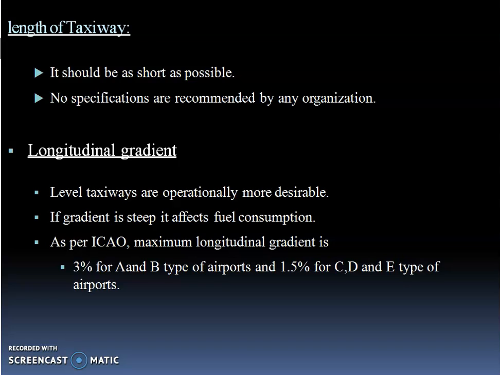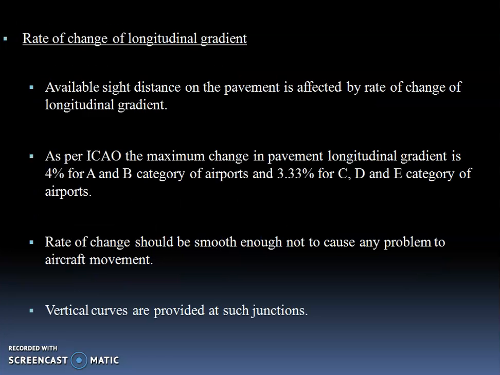Then coming to longitudinal gradient, if the gradient is very steep it will consume more fuel. Therefore, as per ICAO stipulations, International Civil Aviation Organization, the maximum longitudinal gradient permitted is 3% for A and B type of airport and 1.5% for C, D, E type of airport. Then rate of change of longitudinal gradient is 4% for A and B category, 3.33% for the remaining categories.